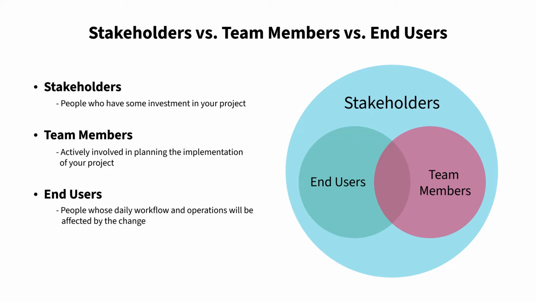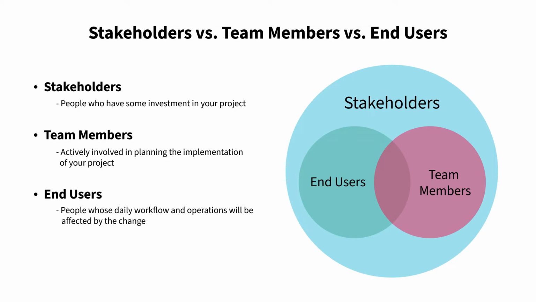For example, maybe someone in leadership isn't involved with your project, but they are still a stakeholder because they care about the outcomes of your project. Some team members are also end users, such as when a patient is on the team to give feedback from the end user's perspective. It's important to consider these roles when building your team.